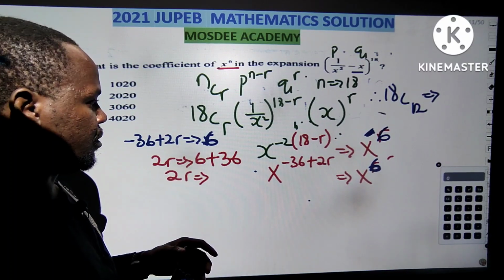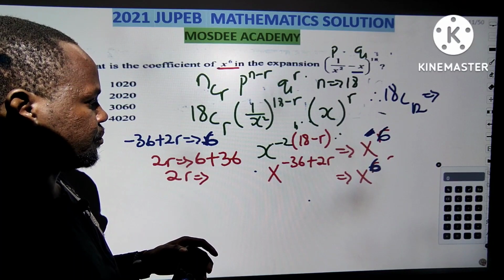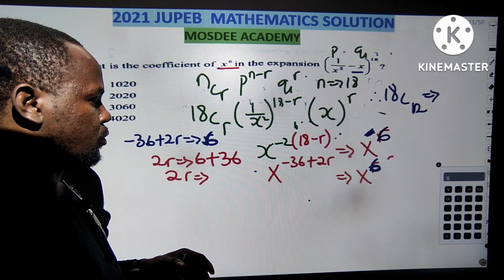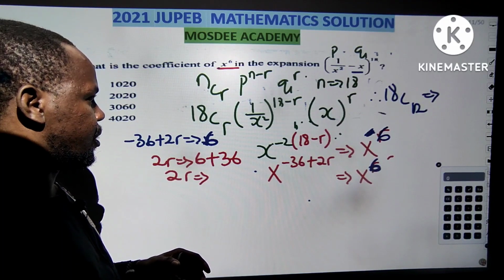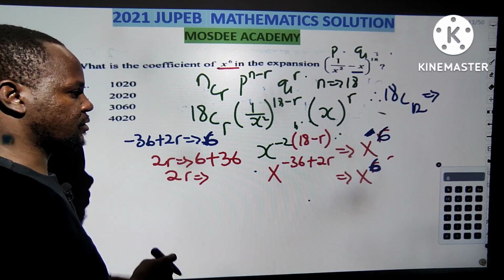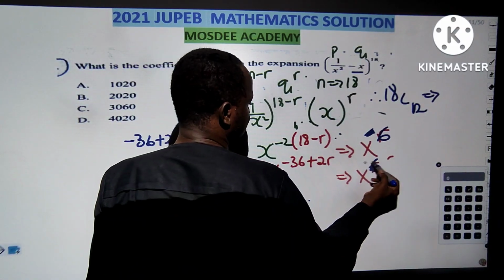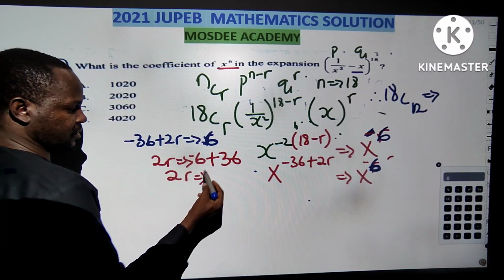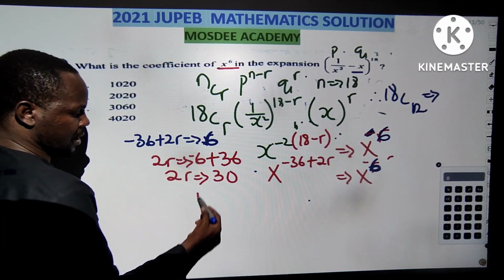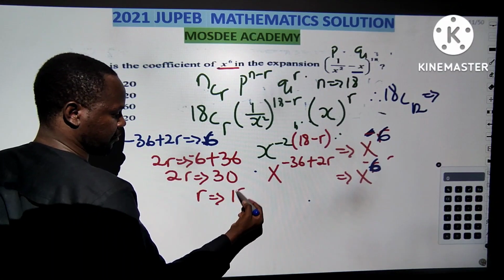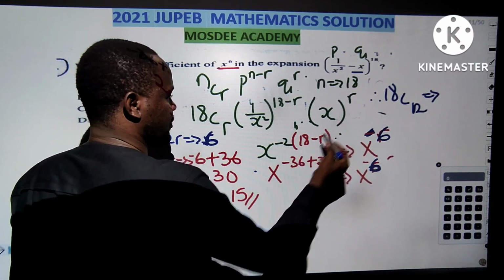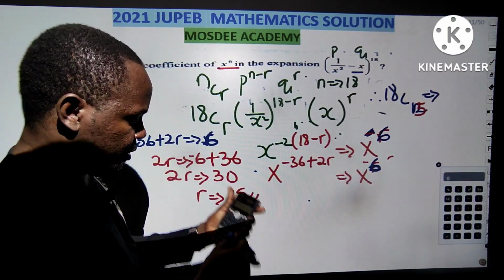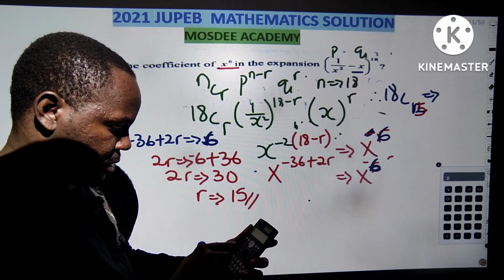So here we have 36 plus 2r is equals to, okay, this is where, because this is negative, I think that is another mistake I spotted. So minus 6 plus 36 is 30. So r is equals to, that's the mistake, 15. So remember, I'm looking for 18 combination r, 18 combination 15. So let's check 18 combination 15 from the calculator here.